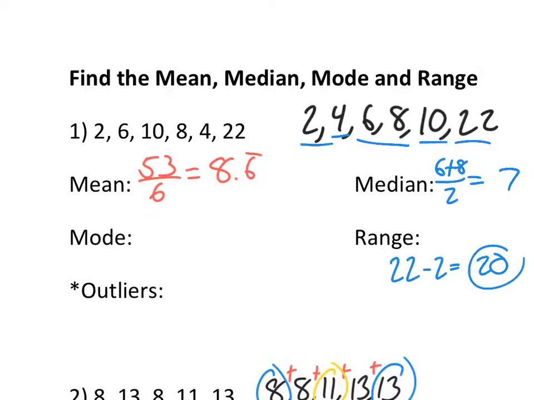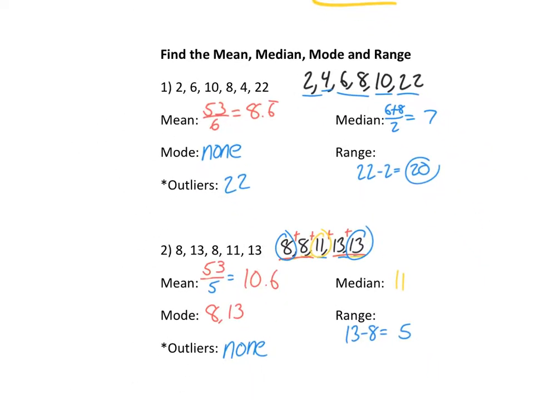And then my mode, my most repeating number, I don't have any modes, so there are none, no repeaters. My outlier, the largest number I've got on there is 22, and that's considerably higher than the other numbers. So on that one, my outlier is going to be 22.